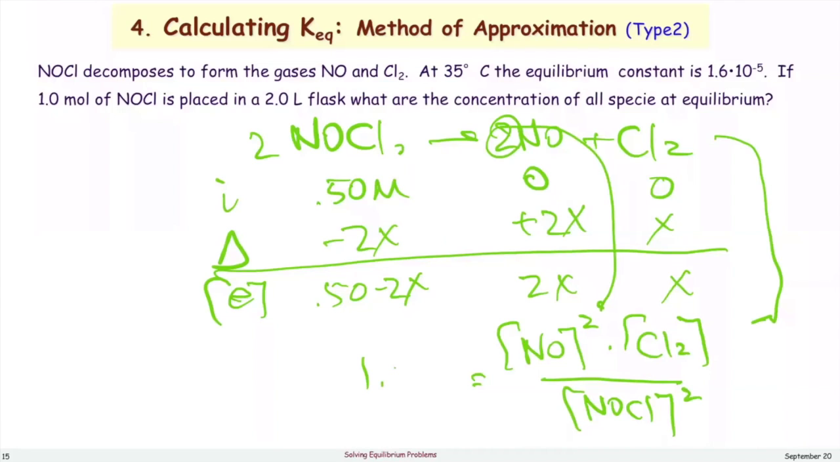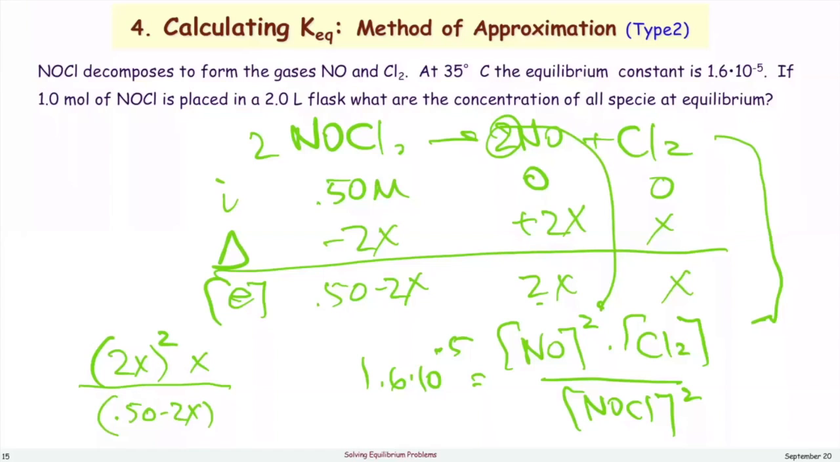1.6 times 10 to the minus 5. So right away, you can see that the math really gets hairy just because you've got a square term in there. If you want to put this in a mathematical expression, remember that NO is 2x, so that's 2x quantity squared. There's a redundancy in the 2 there. You not only put 2x, but you also have to square it, okay? And then this term is x, and then in the bottom, it's 0.50 minus 2x, and that's squared as well. And that's equal to 1.65 times 10 to the minus 5.